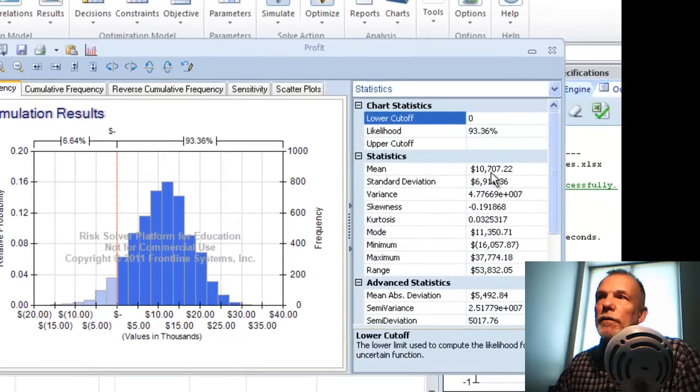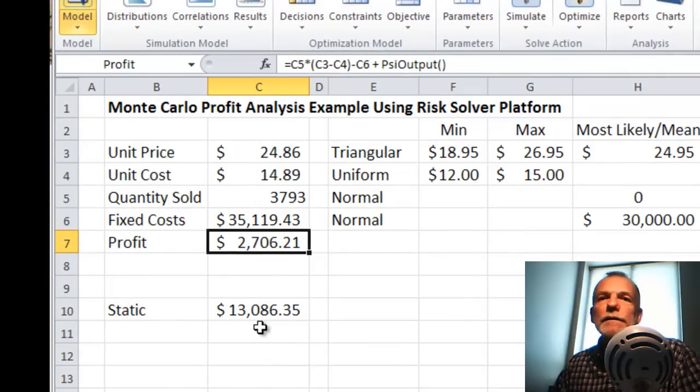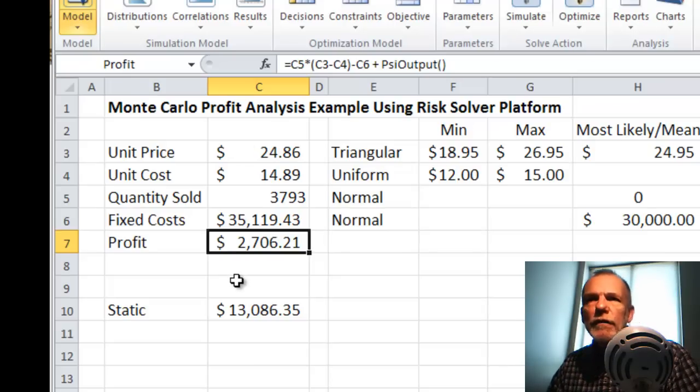You can see the mean, the minimum value from those runs, and maximum. If I close this and go back to our model, recall that in the static analysis we had about a $13,000 profit. So I think we would maybe reach a different conclusion having represented these values in the Monte Carlo analysis, and be a little less certain of the outcome incorporating the uncertainty into our analysis.